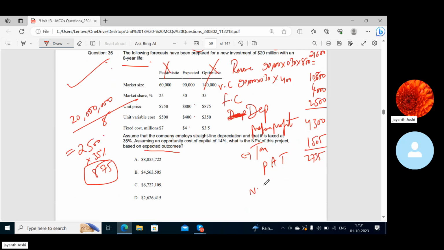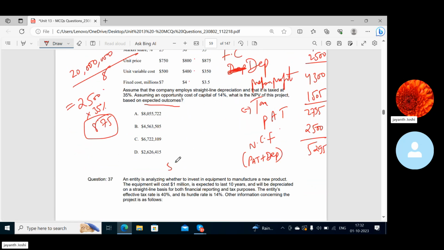Then we have to find out the net cash flow. We have to add back the depreciation, that is 2,500. Net cash flow is nothing but PAT plus depreciation, because we are concerned with cash flow, right? So it will be 5,295. Understood? So you are going to get it for how many years? This is for 8 years, right? So 5,295 into the present value annuity factor at the rate of 14% for 8 years.